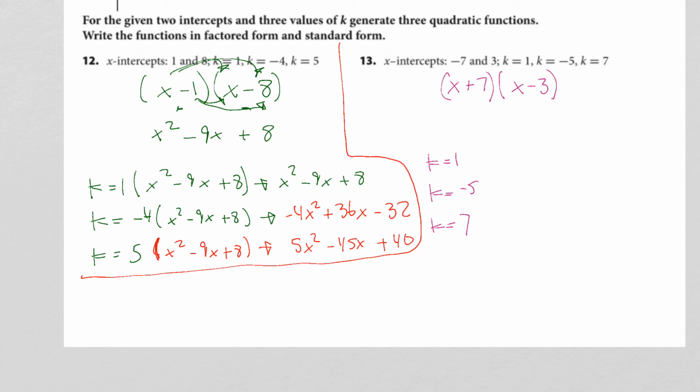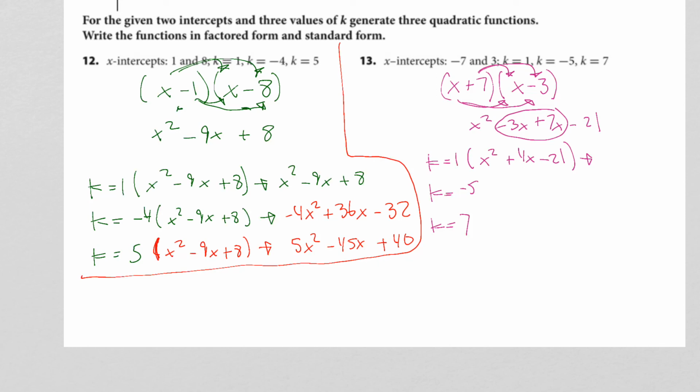But let's just multiply these out. We'll see where we get. So we're going to get x squared minus 3x plus 7x minus 21. These will combine, and when it's times 1, it's going to be x squared plus 4x minus 21. And times 1, you're not going to get anything different. It's going to be x squared plus 4x minus 21.